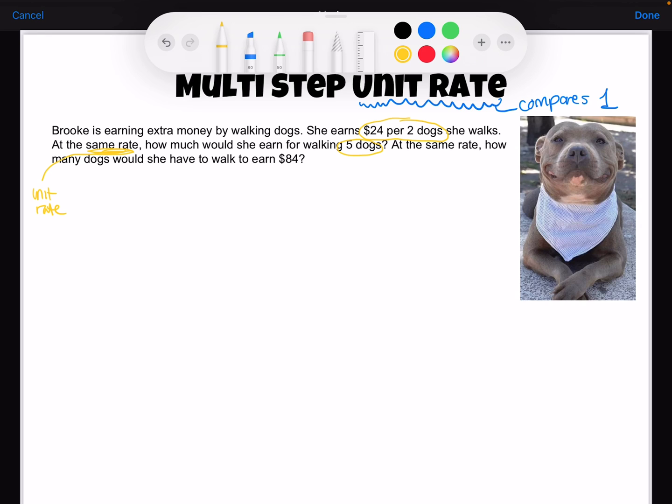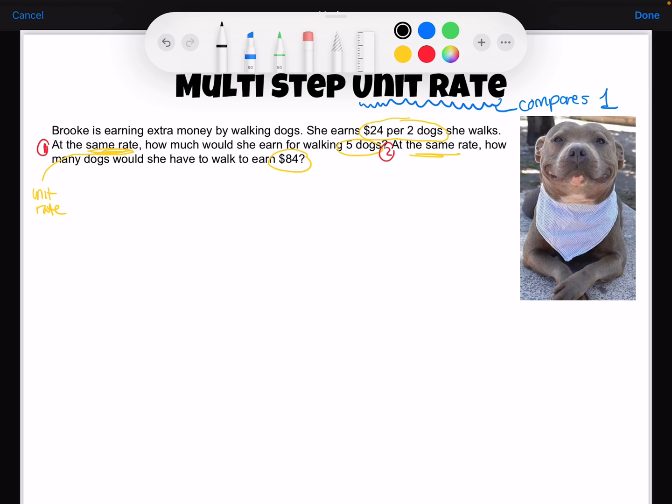Oh, and it looks like we have 2 questions. So I'm even going to number that. That's our first one. And our second one here is at the same rate. Again, that tells us it's a unit rate problem. How many dogs would she have to walk to earn $84? Okay, so 2 questions. I've got to make sure that I answer both of them.